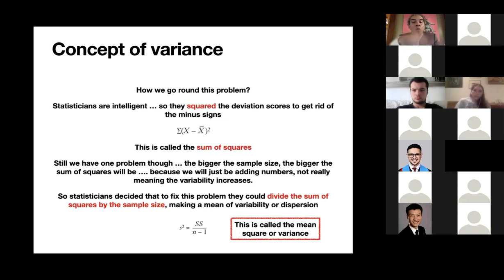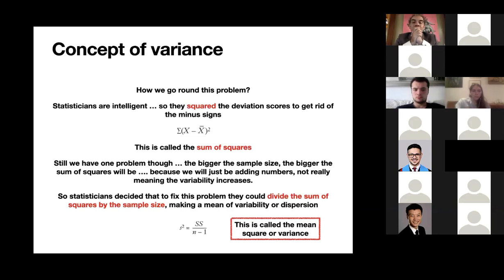And why did I square my deviation score? I squared to get rid of the minus sign. So when I subtract all my scores and I square them, I won't get negative values. So then I won't get 0. Okay? And with this sum of squares, I will have a good measurement of variability or dispersion.